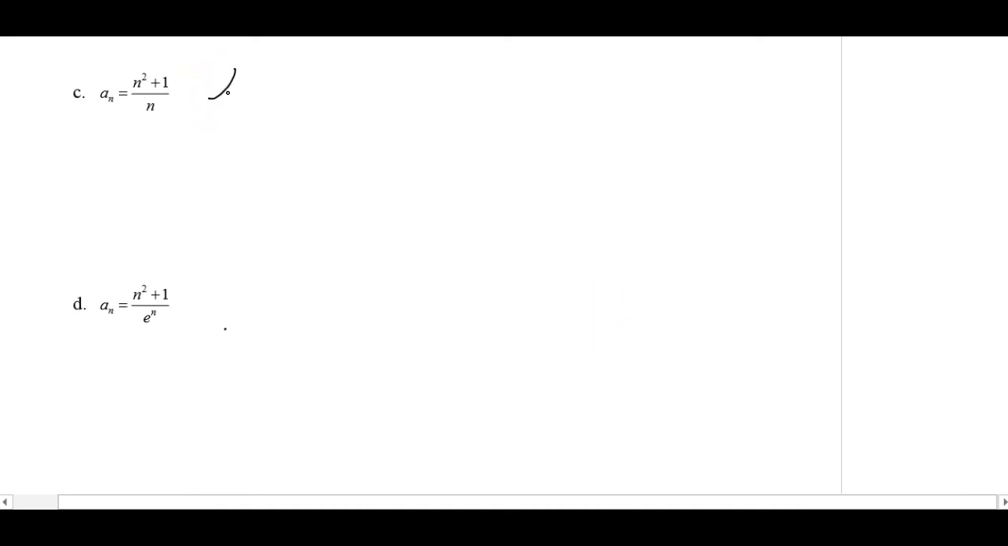Now 2 more examples. We're going to set up the limit as n approaches infinity of n squared plus 1 over n. When the degree of the numerator is bigger than the degree of the denominator, we know that there's no horizontal asymptote because the function is either going towards positive or negative infinity. In this case, if I'm plugging in big numbers and squaring them, it's going to make them even bigger and positive. So the top is growing faster and it's positive, so we're heading towards positive infinity. Infinity is not a number, so we can conclude that a sub n diverges.